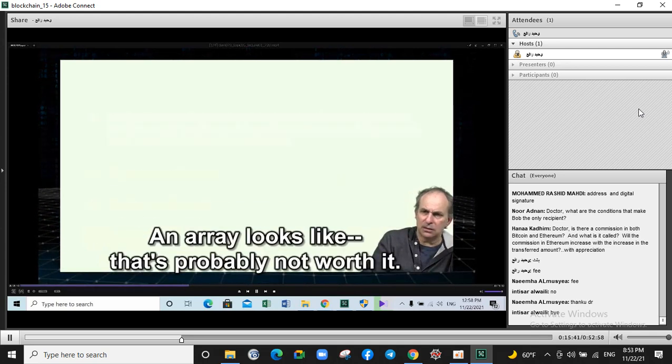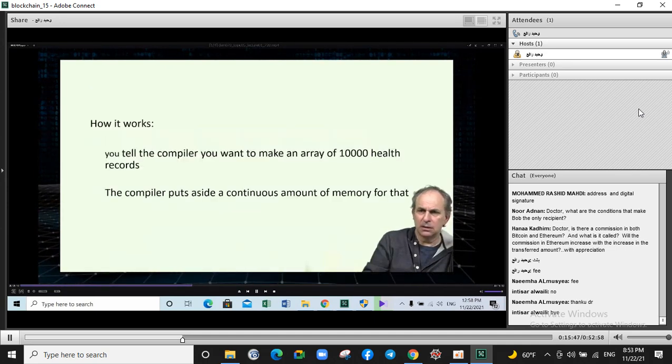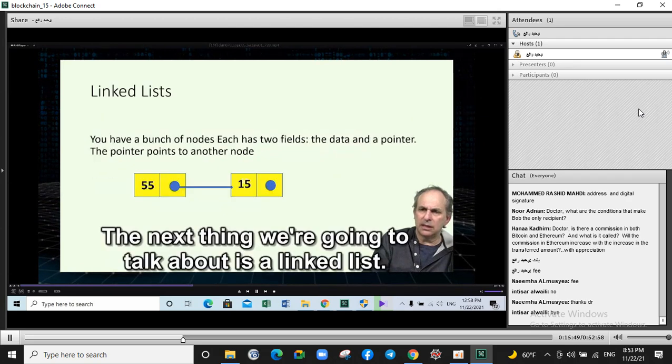An array looks like this. We'll see more of this later. Okay? Now, the next thing we're going to talk about is a linked list.